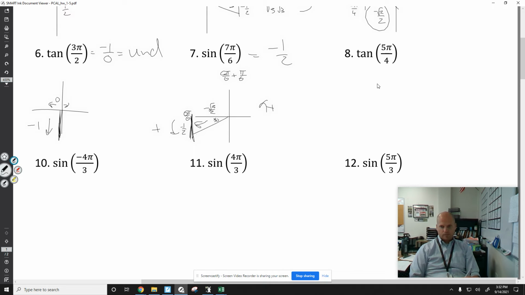5 pi over 4. I know where 4 pi over 4 is. Add a pi over 4 right there. It's the 45/45, going left, going down. -√2 over 2, -√2 over 2.